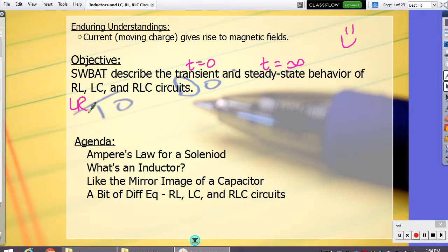So we're going to start off by reminding ourselves about Ampere's law for a solenoid. I know Ampere's law is a little bit of a weak spot in our instruction this year, but we will remind ourselves of it. And I've misspelled solenoid. Then we'll talk about what's an inductor in the context of a circuit, talk about how it's kind of the mirror image of a capacitor, and do a little bit of differential equations to wrap things up.